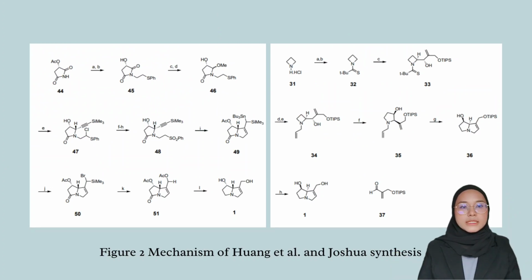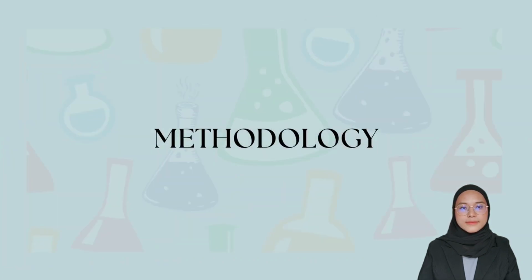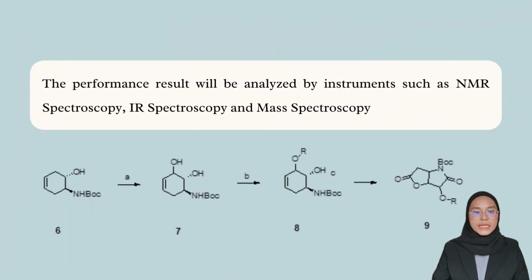These are the mechanisms of synthesis of retronecine proposed by Huang and co-workers and also Joshua respectively. The results obtained in this study will be analyzed by instrument spectroscopy, which are NMR spectroscopy, IR spectroscopy, and mass spectroscopy. The synthetic route below is the route that I use in this project.